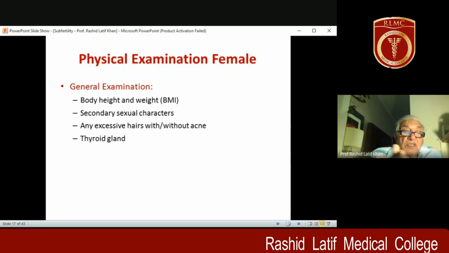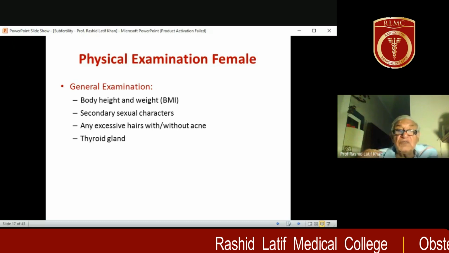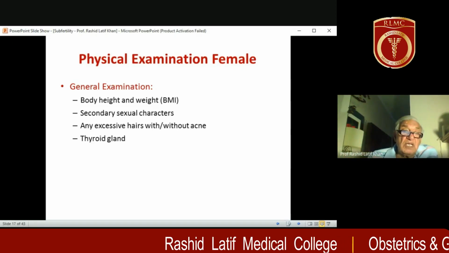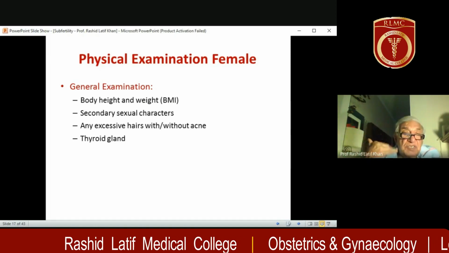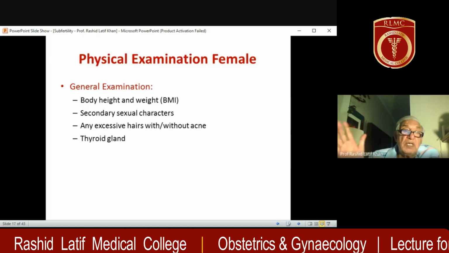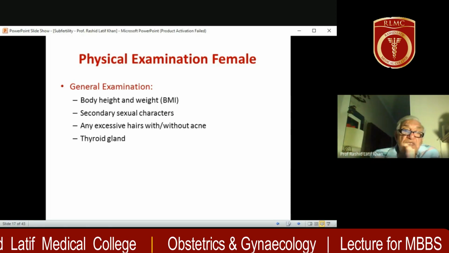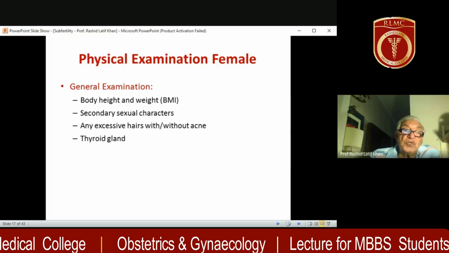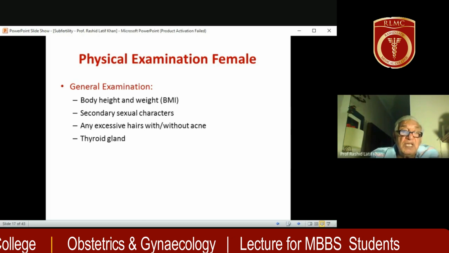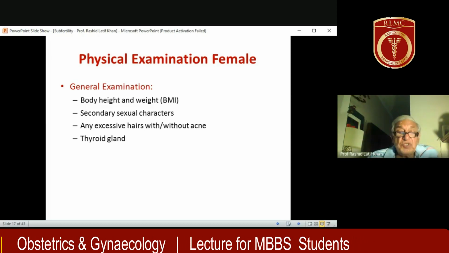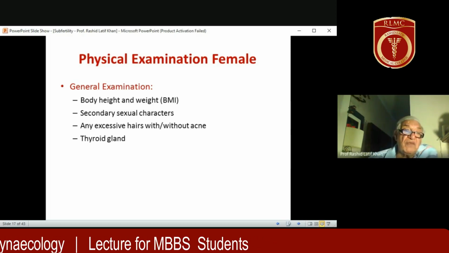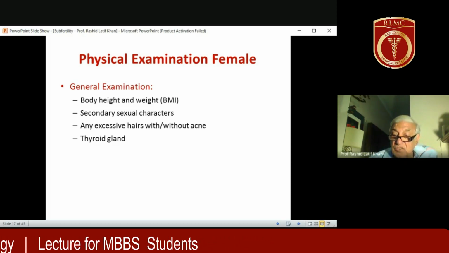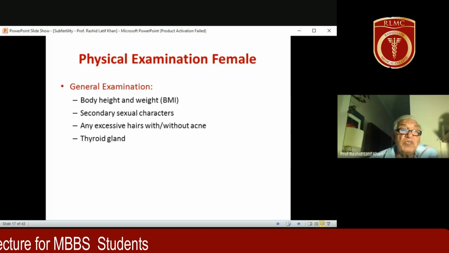And then PCO in Pakistan is very common. Nearly 40% of girls suffer from PCO. And if there are signs and symptoms of PCO like oligomenorrhea, irregular menses, hirsutism, and acne, they are all part of PCO. So look for those. And similarly, if thyroid function gets disturbed, then it leads to subfertility. Examine the thyroid and, if need be, do thyroid tests.